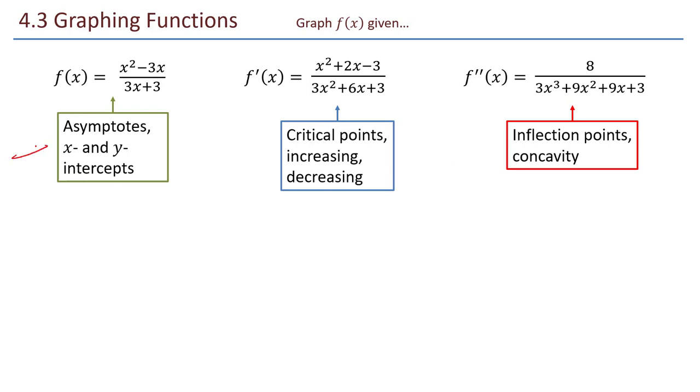Let's turn our attention to the original function. How can I find asymptotes and intercepts? Well, factoring is our friend. Let's write this out in factored form. I can see there's an asymptote at x = -1 because the denominator is 0 when x equals -1.